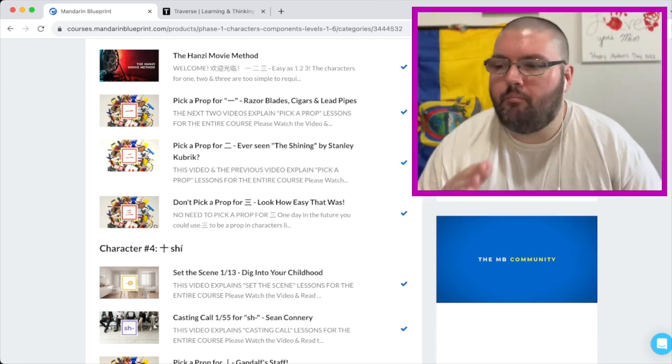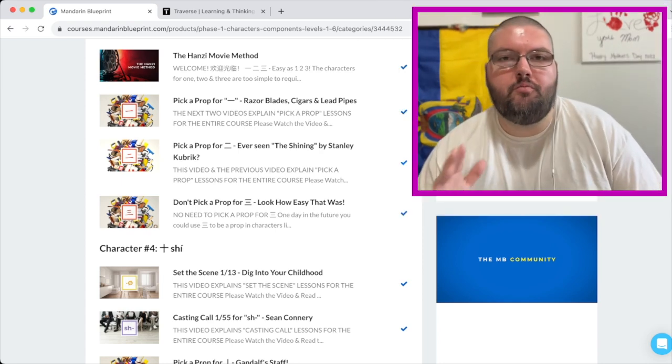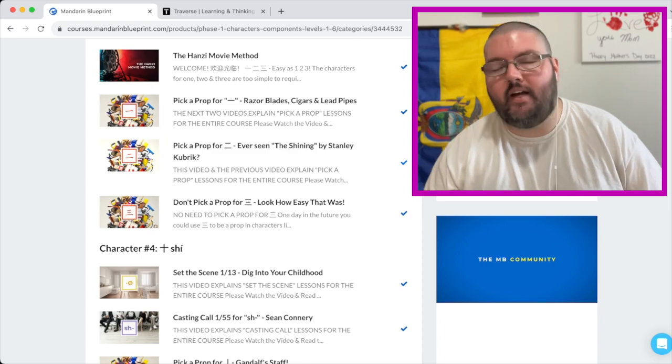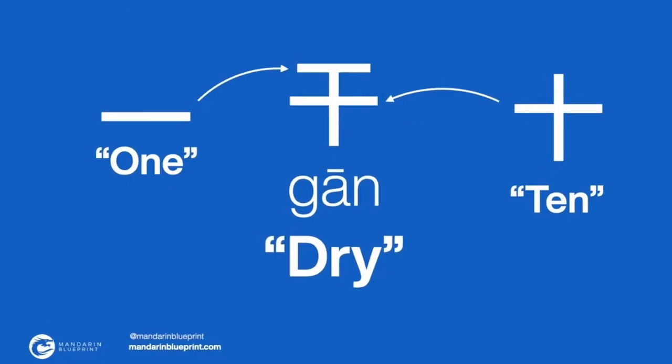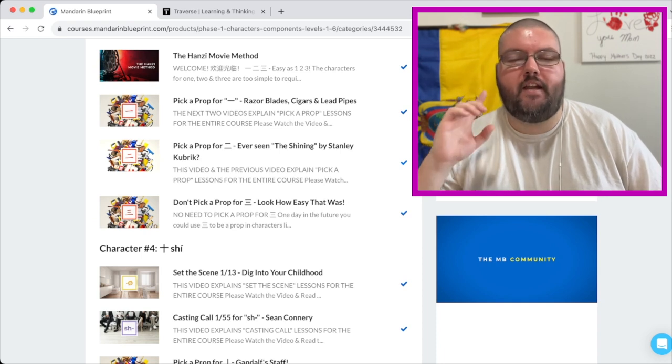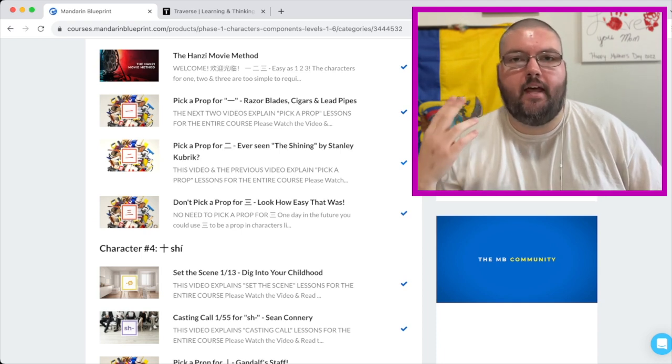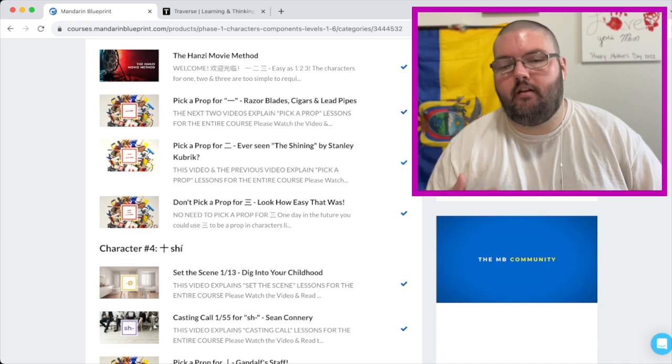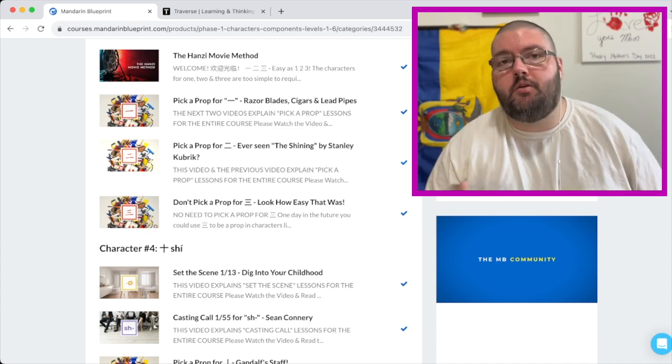It sounds like a lot, but it gets really, really fast. And your mnemonic happens in a split second. When I see the character for gan, which means dry, I know instantly what it is, because all the stuff that happens in the mnemonic that I created in my head happens in a split second. There are characters that I've actually forgotten the mnemonic that I've created.